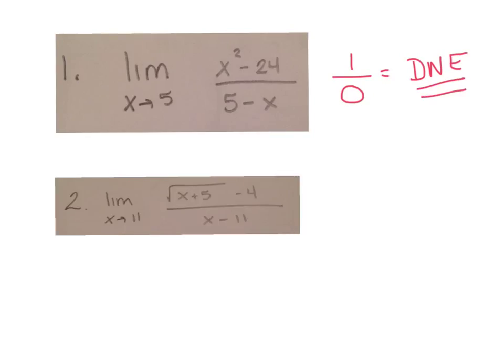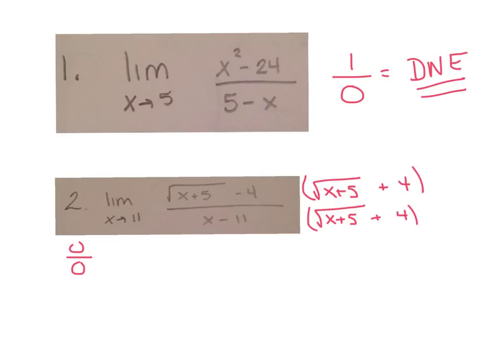Question 2. The limit as x approaches 11 of the square root of x plus 5 minus 4 all over x minus 11. Now, if I try to plug in 11, direct substitution, which I should do first, I'm going to get 0 over 0. So I could use L'Hopital's rule right off the bat, but I want to review another method known as the conjugate method. So we just multiply by the conjugate of the numerator. So I'm going to say I have radical x plus 5 plus 4 and radical x plus 5 plus 4.